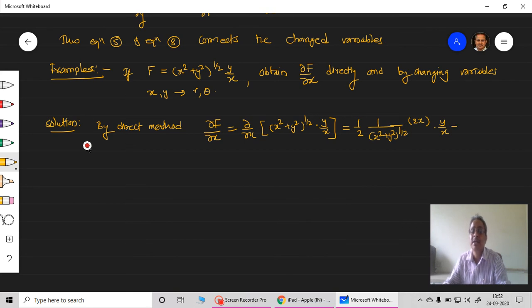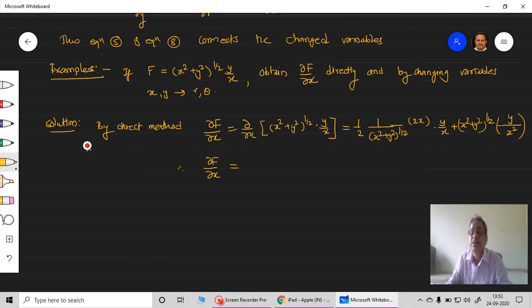Similarly, in the next case, this (x square plus y square) raised to half will remain as it is, and the differential of this y will remain as it is, not a function of x. Differential of this is, I am taking negative sign here, x square. So this term is going to be negative, and therefore, rearranging all this, I'll get the partial derivative of capital F with respect to x.